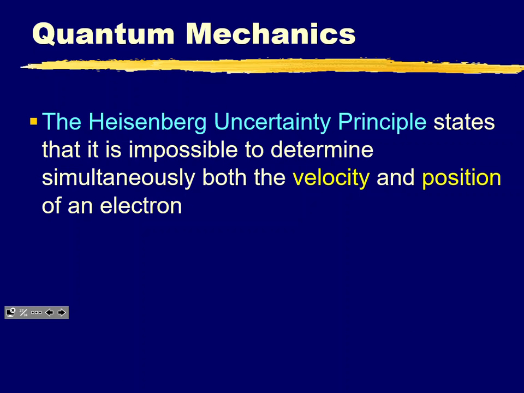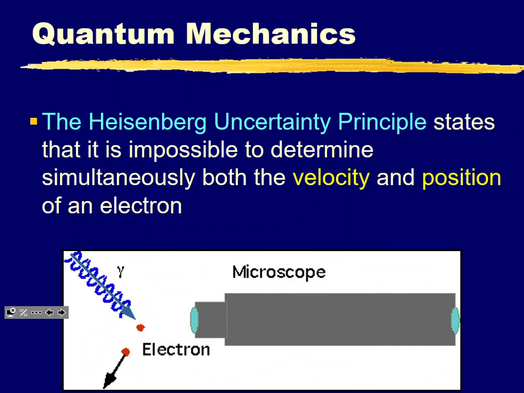Heisenberg came along and formulated the uncertainty principle, which states that it's impossible to determine simultaneously both the velocity and position of an electron. Electrons are very small, and when you try to detect where they are, you end up moving them. If you hit it with something to find out its location, once it's no longer located there, its speed is no longer the same either. So Heisenberg brought in the idea of probability here.